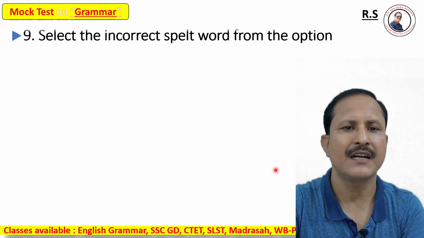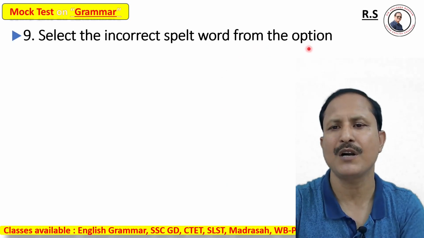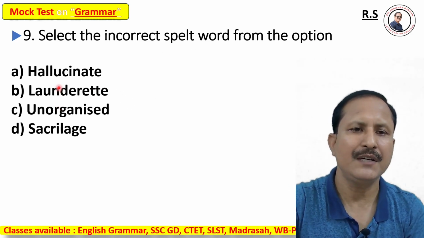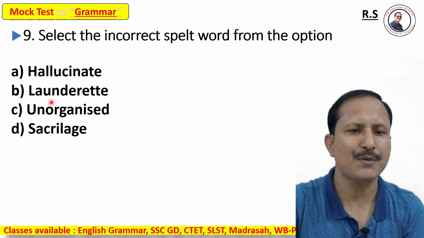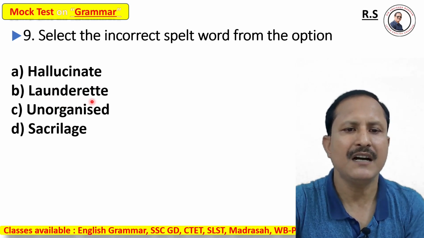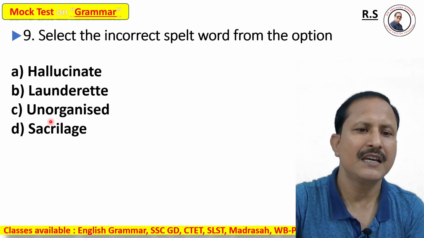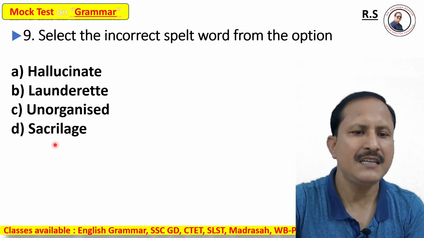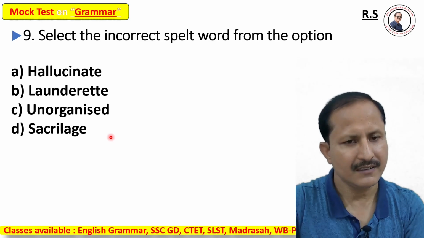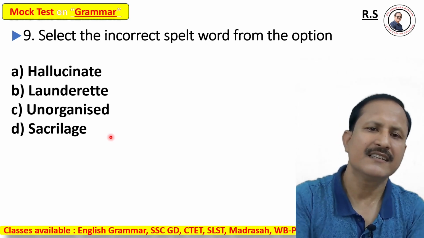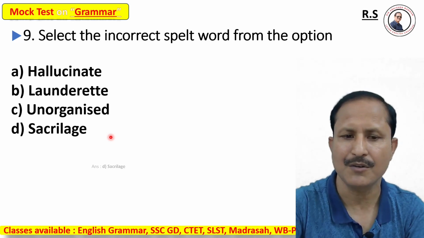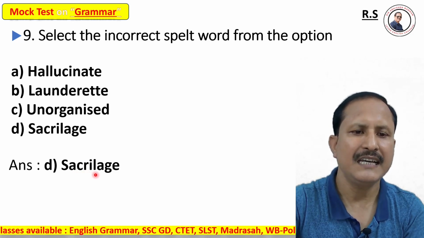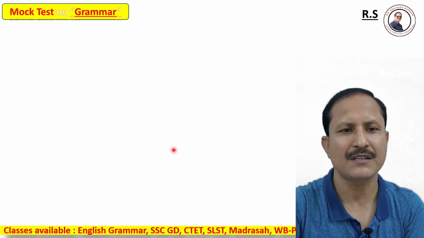Next, question number 9. Select the incorrectly spelled word from the options. Option A, HALLUCINATE. Option B, LAUNDERE. Option C, UNORGANISED. Option D, SACRILAGE. The correct answer, that is the incorrectly spelled word, is option D, SACRILAGE.